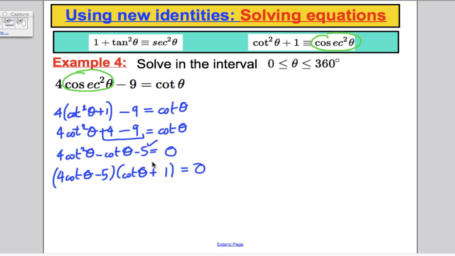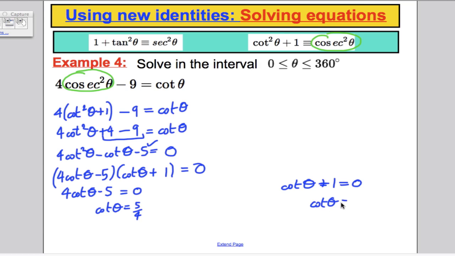Hence, I'm going to have two answers for cot theta. On the one hand, I'm going to have that 4 cot theta subtract 5 is 0, and over here on the other hand, I'm going to have cot theta plus 1 equal to 0. So solving for cot theta is therefore going to be equal to 5/4, and cot theta here is going to be equal to -1.